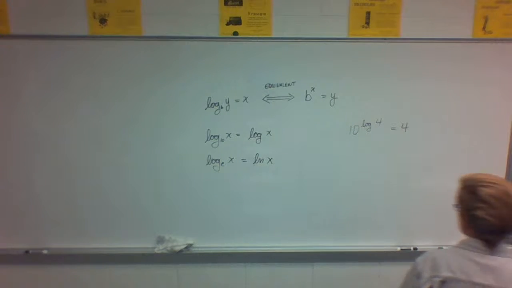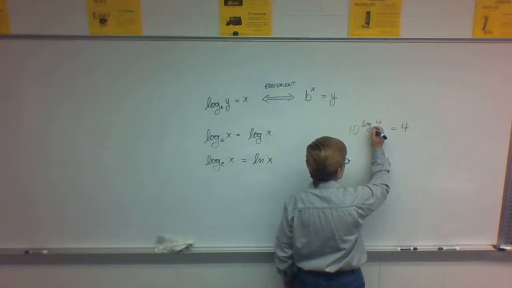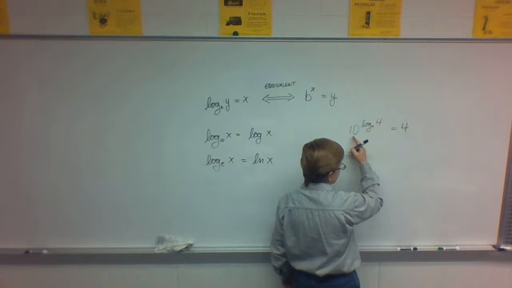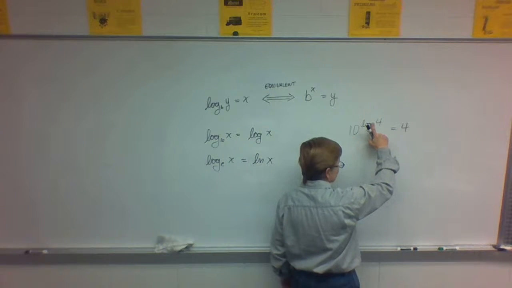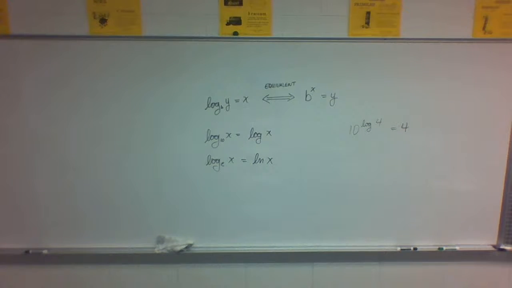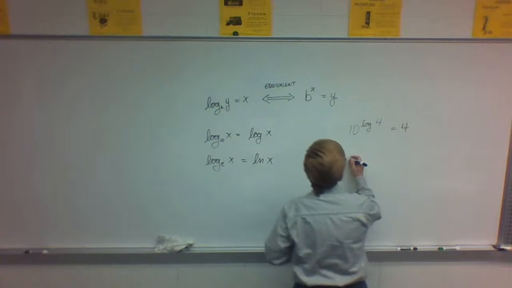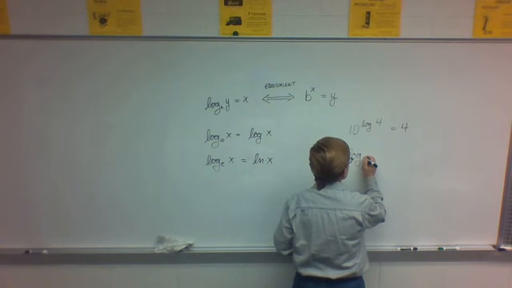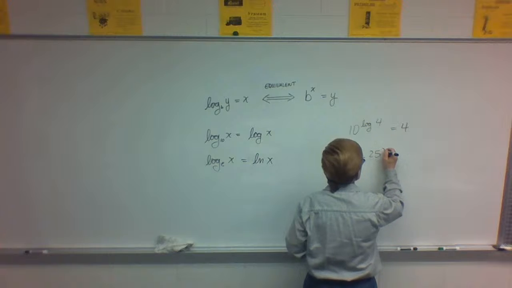But the reason why they threw this one at you is because you got to remember that this is an understood 10 here, so that you can see that these are both base 10. Okay? Next one says to evaluate, or to figure out, the log base 5 of 25 to the x. This one's a little more convoluted. Log base 5 of 25 to the x.